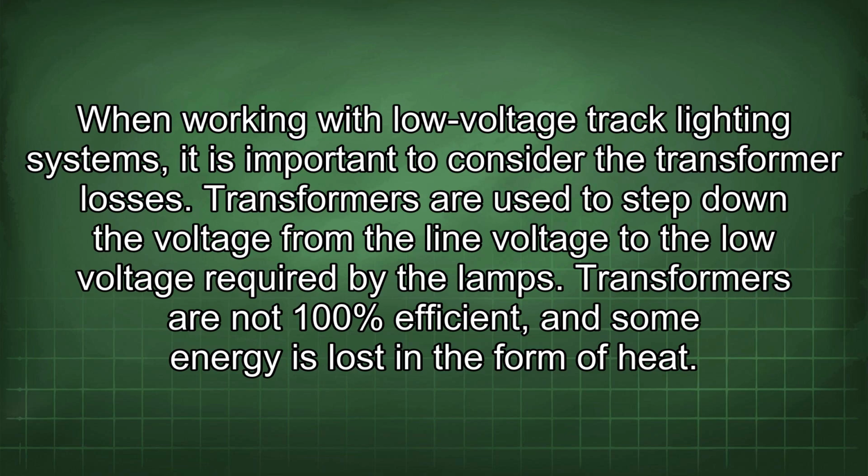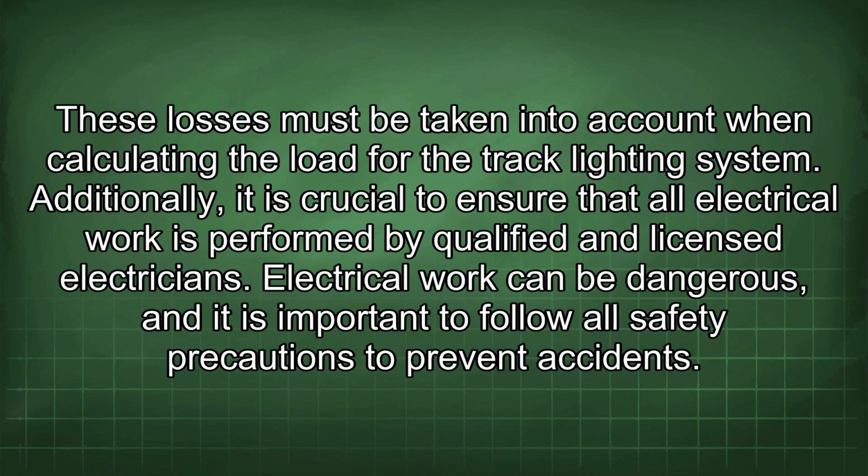Transformers are used to step down the voltage from the line voltage to the low voltage required by the lamps. Transformers are not 100% efficient, and some energy is lost in the form of heat. These losses must be taken into account when calculating the load for the track lighting system.